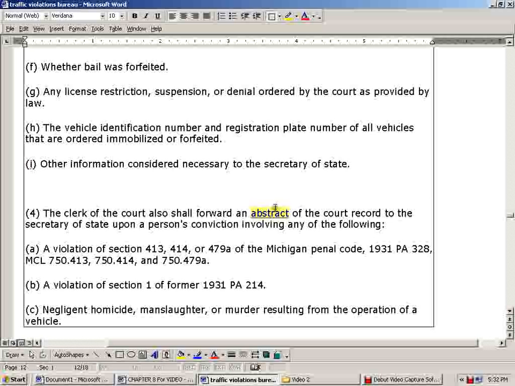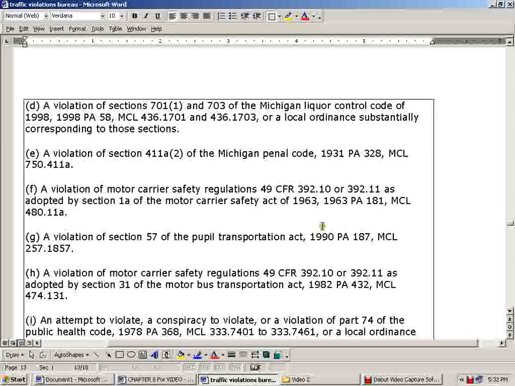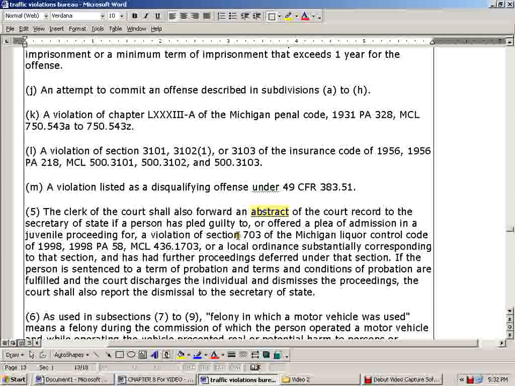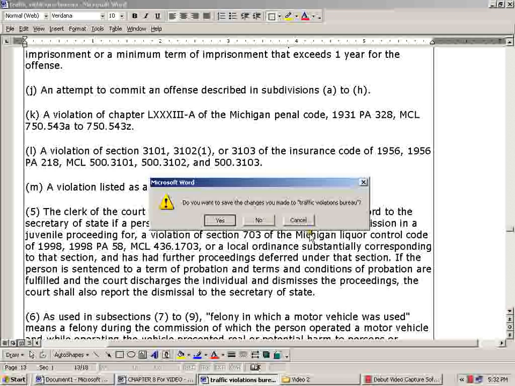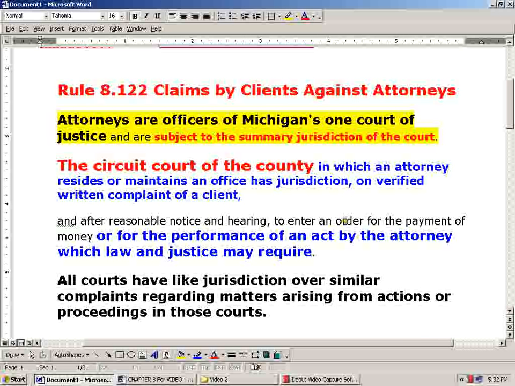Forward an abstract of the court record to the Secretary of State upon a person's conviction involved in any of the following. So basically, the Secretary of State should have an abstract for any traffic violation that you were part of.